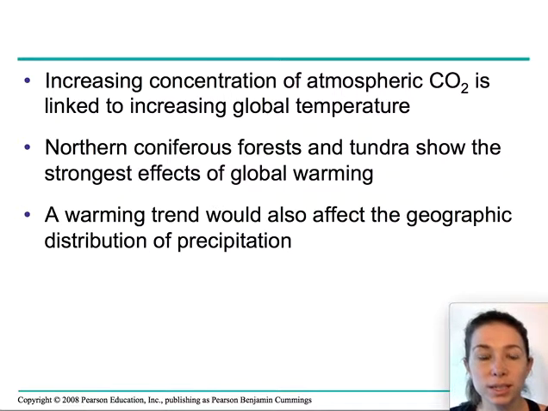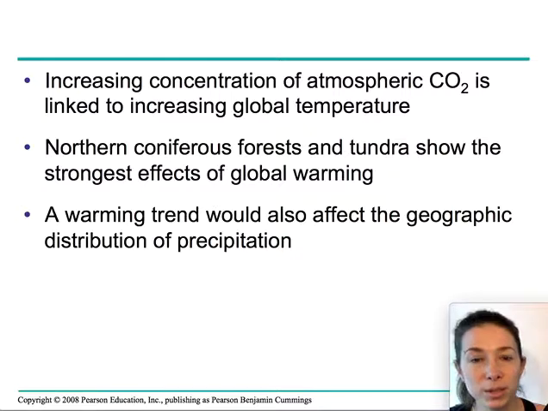So, increasing the concentration of CO2 is linked to an increase in global temperature. Some things are going to be affected more than others. Coniferous forests, for example, are very highly affected, and we'll talk about that in a few minutes. The warming is also going to affect the geographic distribution of precipitation.